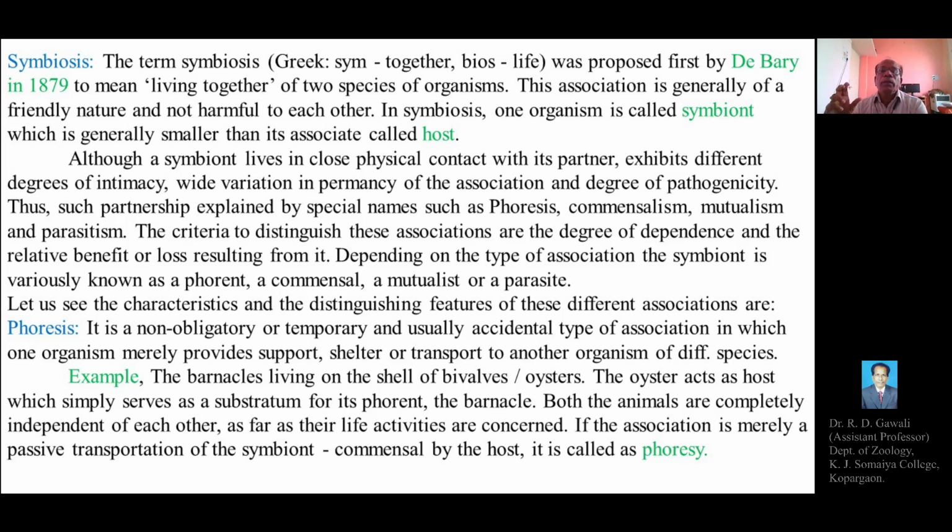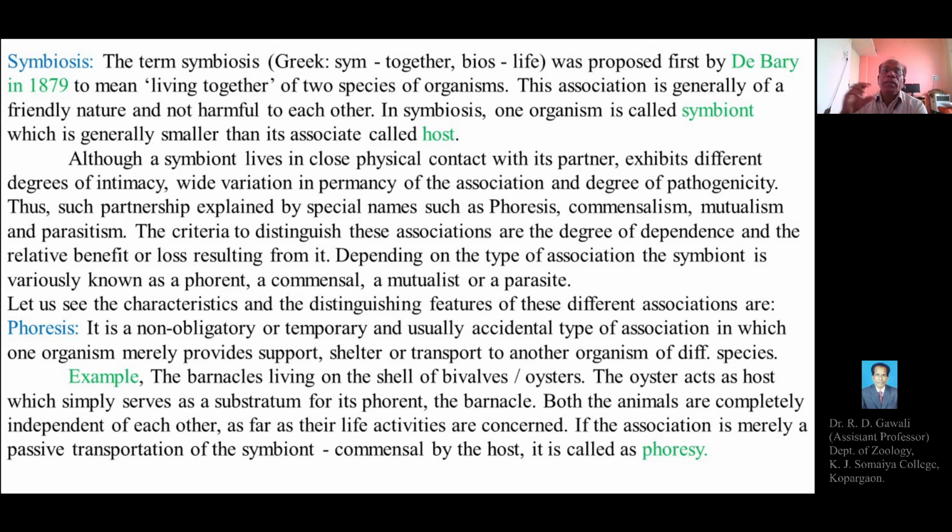In symbiosis, one organism is called the symbiont, which is generally smaller than its associate, called the host. Which means, in a symbiotic relationship, the symbiont usually gets benefit from the other organism, the host. Although a symbiont lives in close physical contact with its partner, it exhibits different degrees of intimacy.